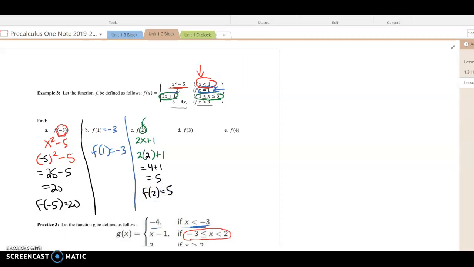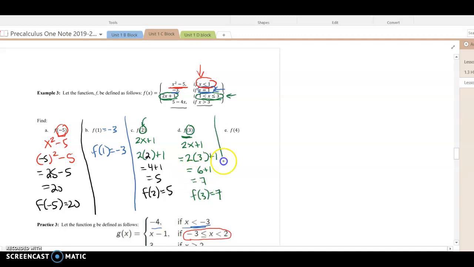Now they also want f of 3, which is the exact same problem, because x is less than or equal to 3. So the same rule, we're going to do 2x plus 1, but instead of plugging in 2, we're going to plug in 3. So 2 times something plus 1, that something is 3. So we have 6 plus 1, which is 7. So f of 3 is 7.